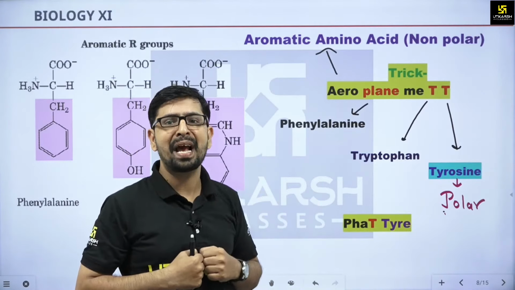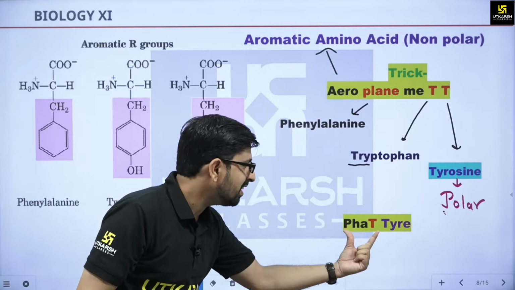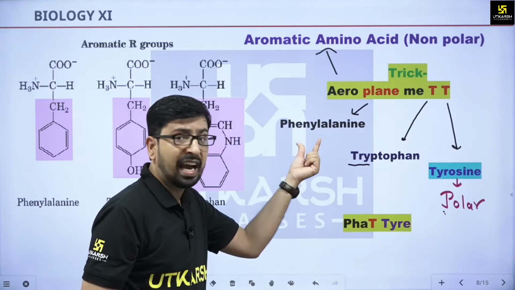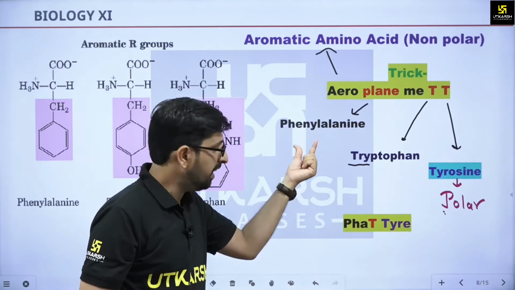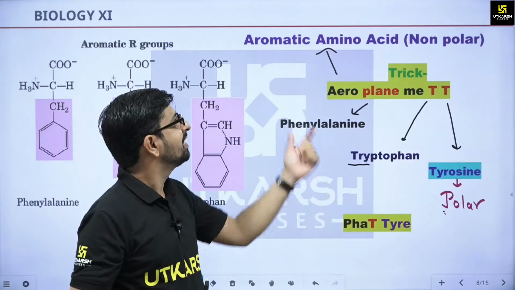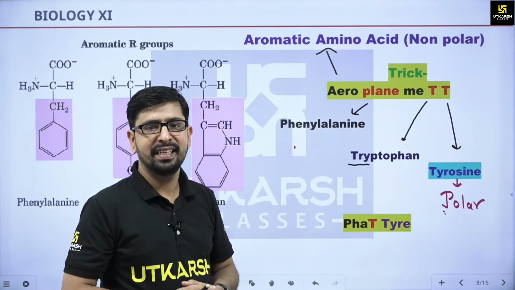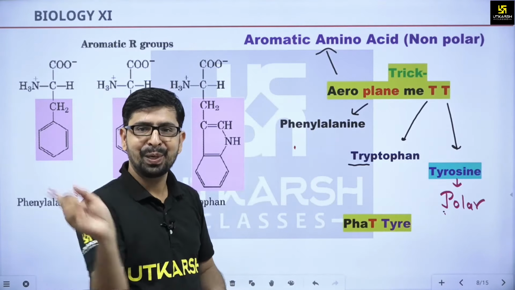Tryptophan is the most complex type of amino acid and glycine is the simplest type of amino acid. Keep it in your mind. Another trick is FAT TIRE. Fat: phenylalanine, T, tryptophan, tire, tyrosine. This is a simple mnemonic for the amino acids belonging to the aromatic ring. Okay, बच्चों.